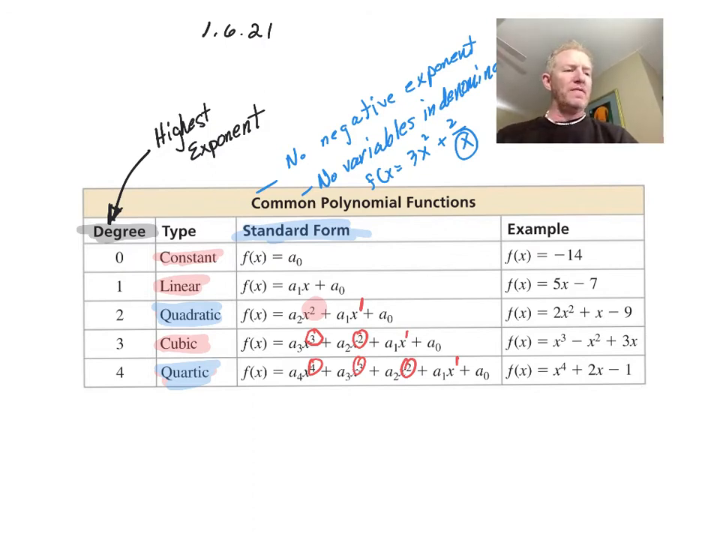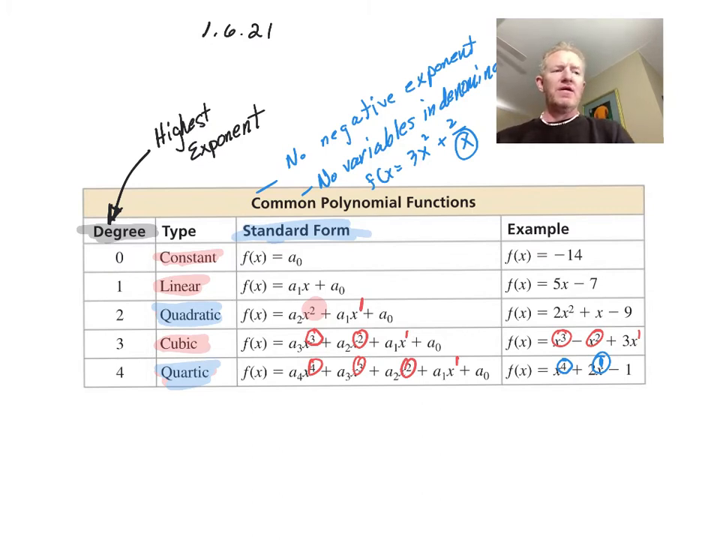So you could have one like this cubic. It goes 3, 2, 1. It didn't have a constant at the end, but that's fine. Or you could have one like this quartic. It goes 4. There's no x cubed. There's no x squared. That's fine. The next highest is the 1, so that would go next. 2x to the first, and then -1 at the very end. So that's what standard form means.